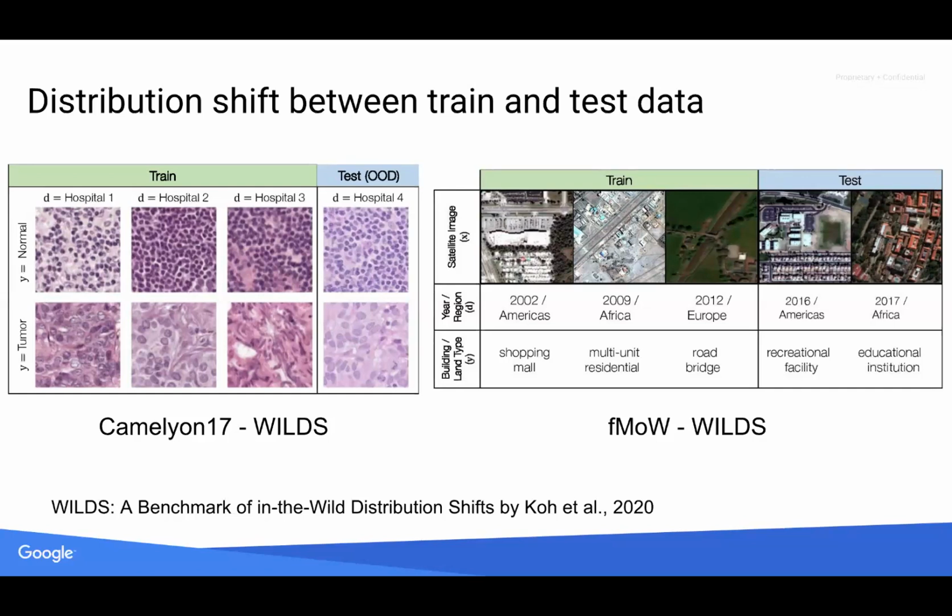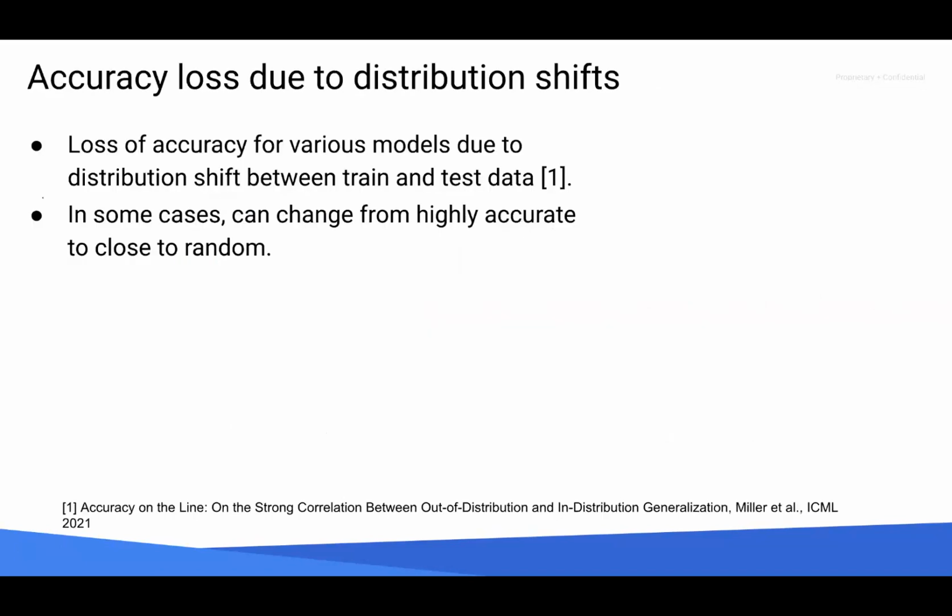So hopefully I have convinced you that being robust to these distribution shifts, where there are some systematic differences between the training data and the test data, is an important problem that needs addressing. And it turns out that if we don't do anything specifically to tackle this issue, there is a loss of accuracy for various models because of distribution shift. In particular, there are cases where the models can change from being highly accurate to somewhat close to random predictions. The picture is yet to come.